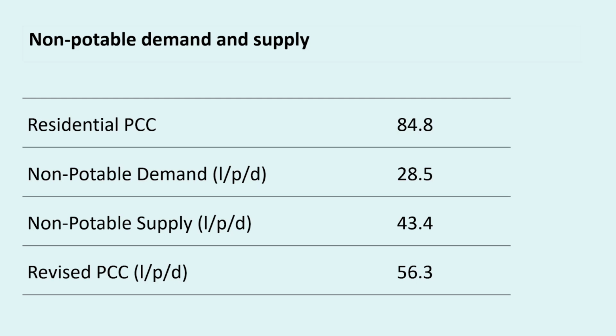And so in our example home, subtracting the non-potable demand of 28.5 litres from the PCC of 84.8 reduces the PCC to 56.3. And that is a very sizable reduction from the starting point of 110.